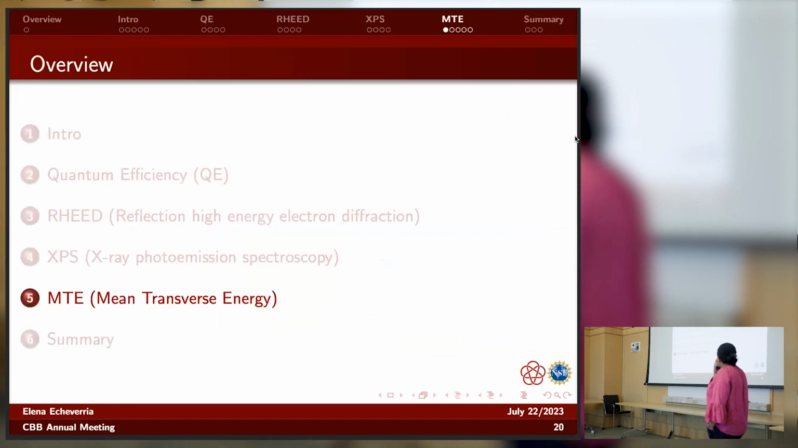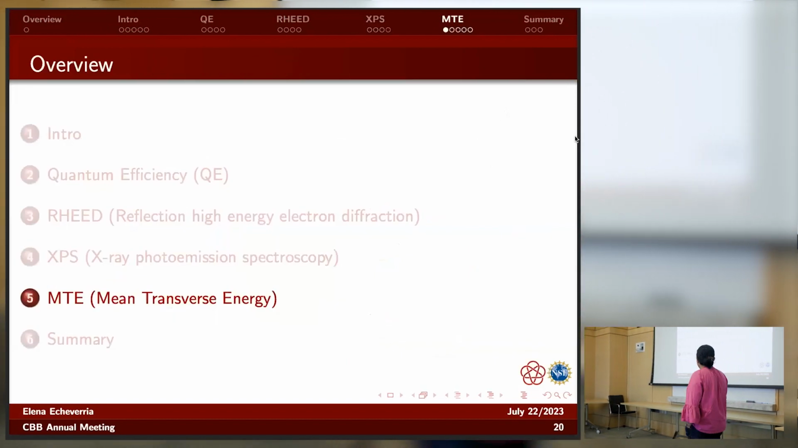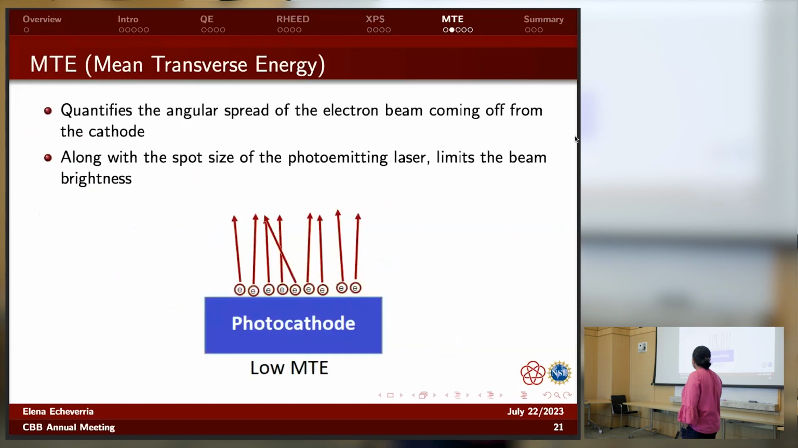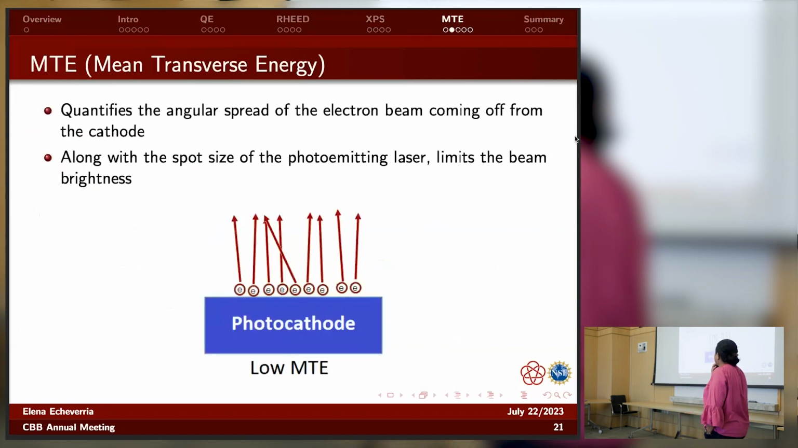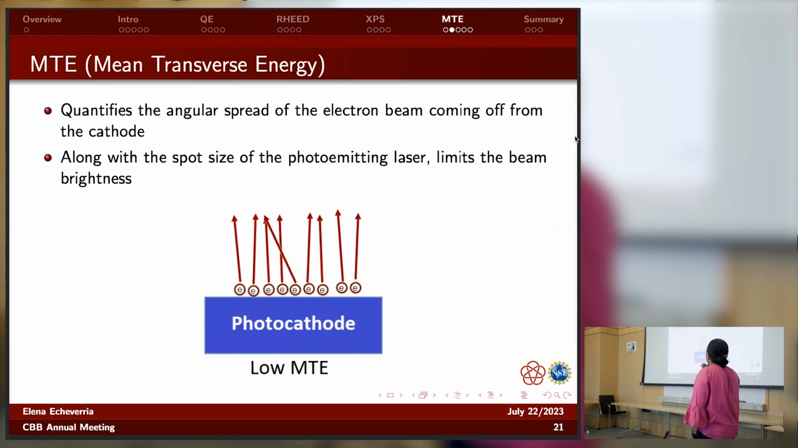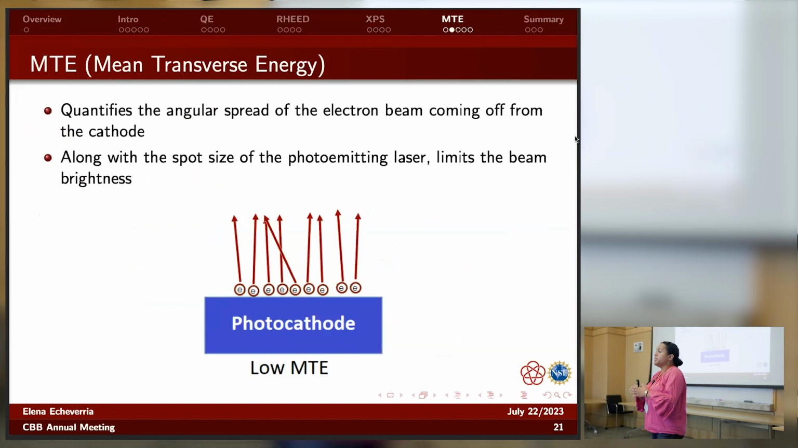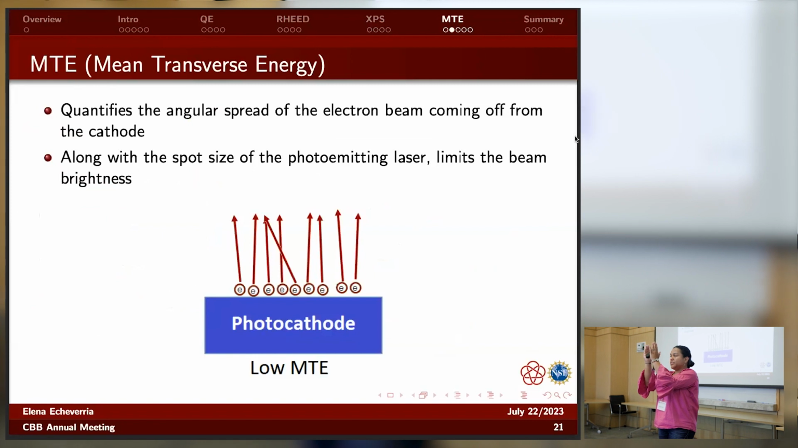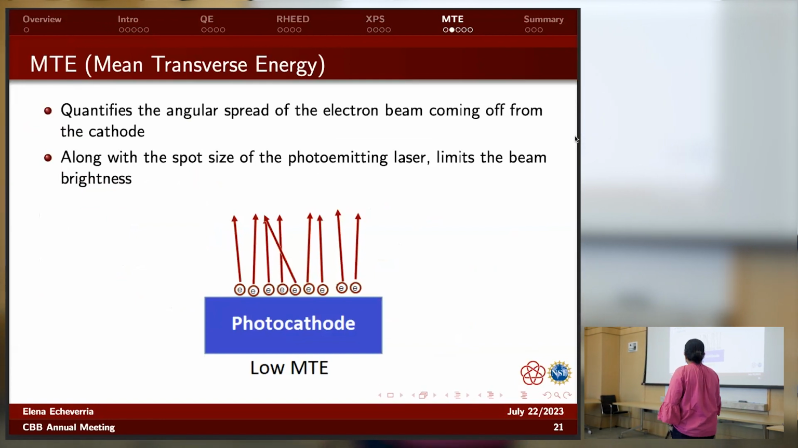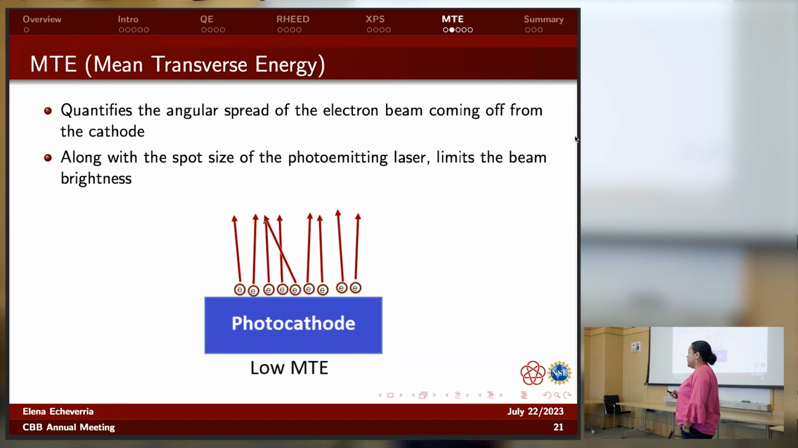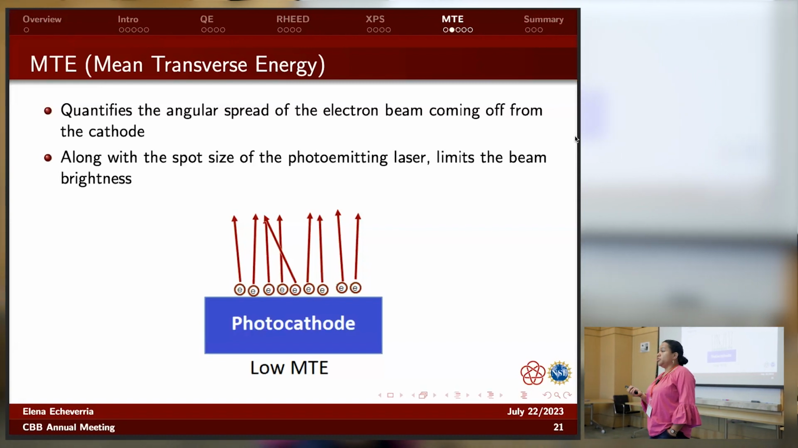Okay, what else can we do? We can look at the MTE, mean transfer energy. The mean transfer energy quantifies the angular spread of the electron beam coming off from the cathode. I already mentioned that if we want to have a cathode with really, really low MTE, what we want to do is to have all the electrons pointing in the same direction, and we also want that direction to be perpendicular to the surface. Also, the MTE limits the brightness of the beam, along with the size of the laser that we are using to produce those photoelectrons.